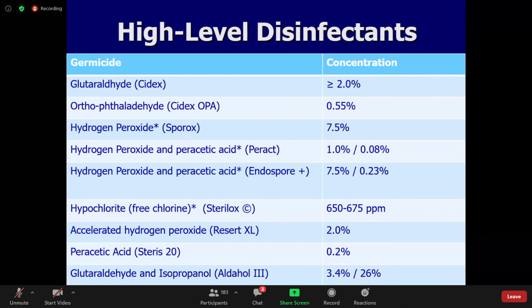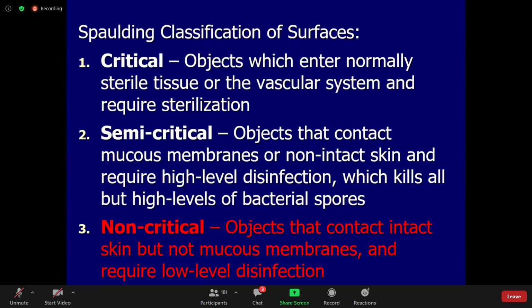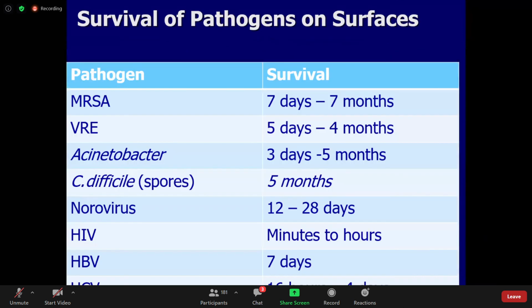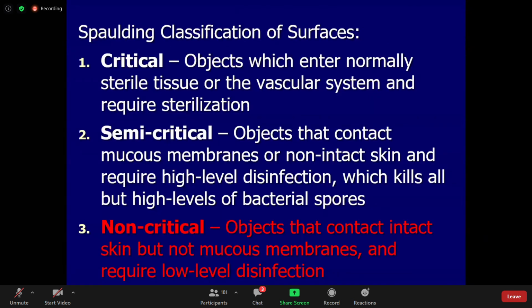Just in the manual, you don't have to memorize it, but you need at least to remember some names of this. Hypochlorite, we use it a lot in hospital. Hydrogen peroxide, peracetic acid, we use it a lot, particularly with endospores. Glutaraldehyde, in addition with other substances, we use as a high-level disinfectant. When you talk about non-critical items, as I said, these contact intact skin, but not mucous membrane.